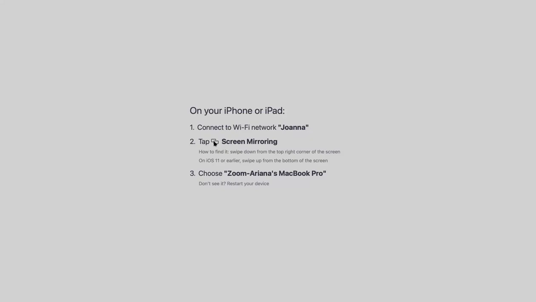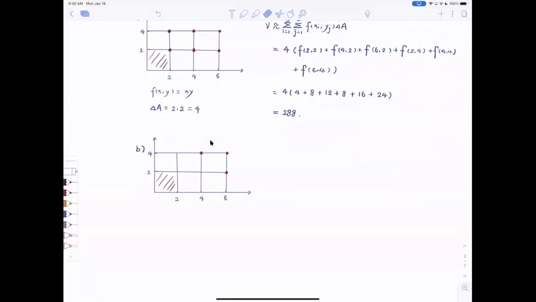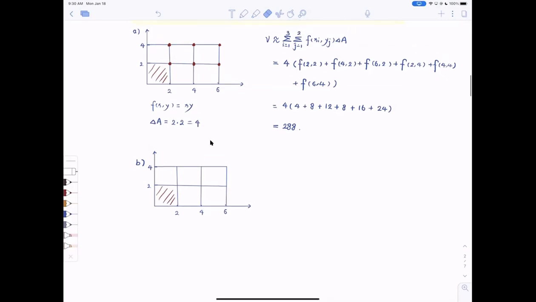Sorry, we can't see your screen. Oh, sorry, I don't know what happened. Can you see it now? Okay, cool. Then let me go back a little bit.